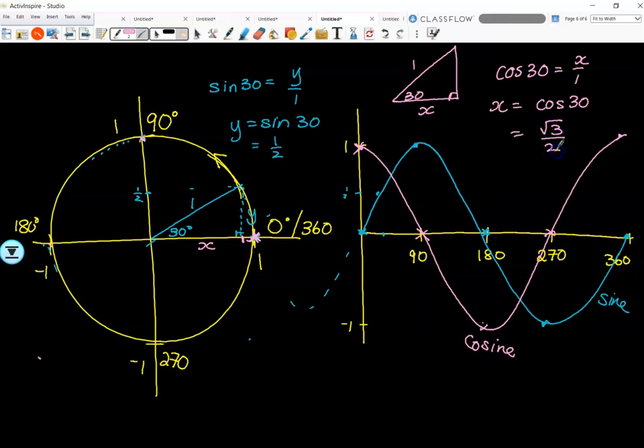No, it is not 1/2. It cannot be 1/2 because look, this is nearly at 1. So root 3 on 2 is like 0.86 something or other. Makes sense that it's pretty much, yeah?